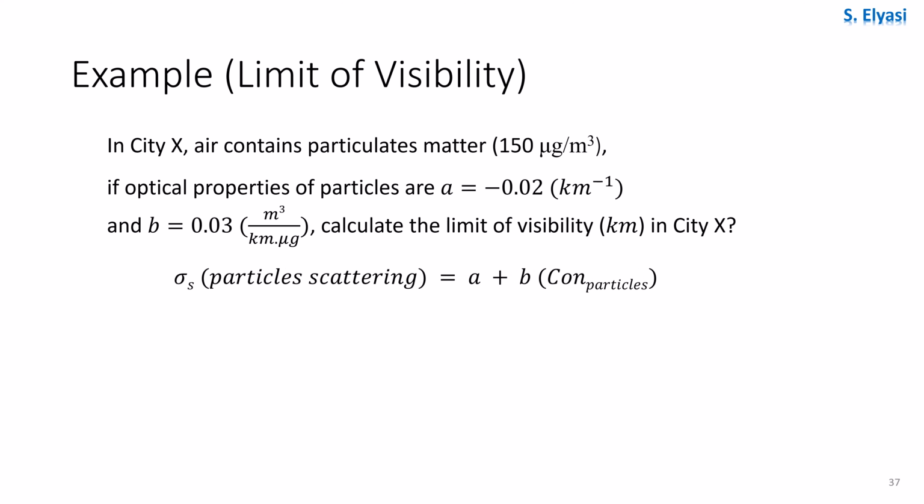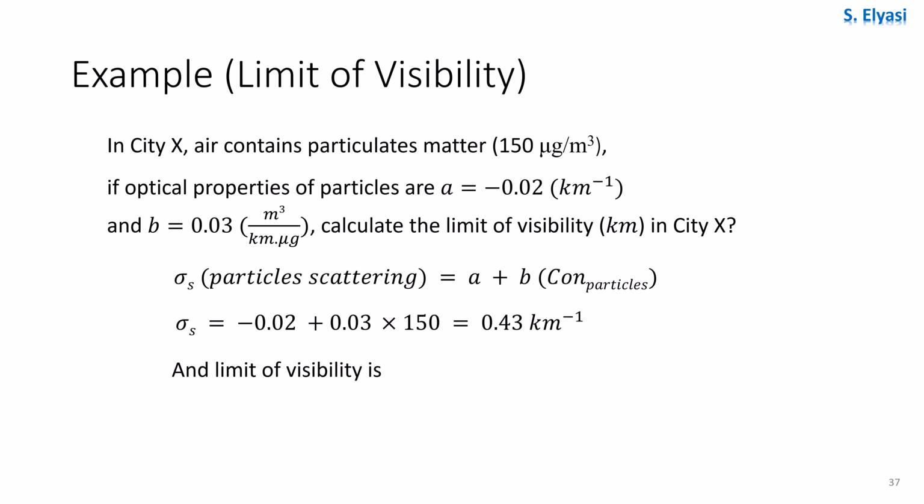First, we calculate the extinction coefficient using A, B, and the concentration of particulate matter. With the provided values, the calculated sigma extinction coefficient is 0.43 per kilometer. Applying this value to the visibility equation derived from the previous discussion, the calculated visibility limit D is approximately 9.1 kilometers. This means objects beyond 9.1 kilometers are not visible under the current atmospheric conditions.